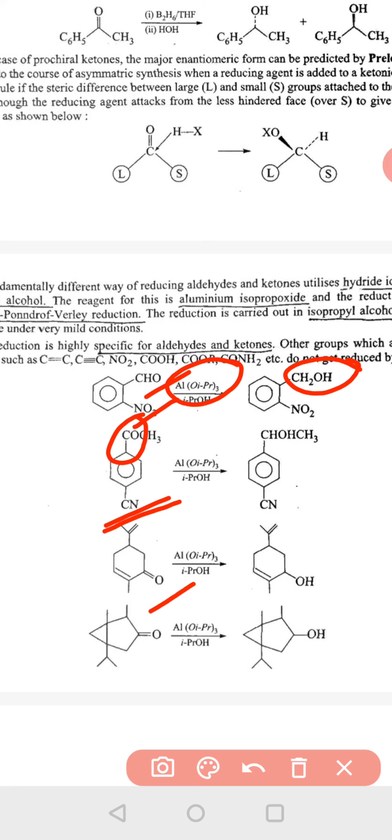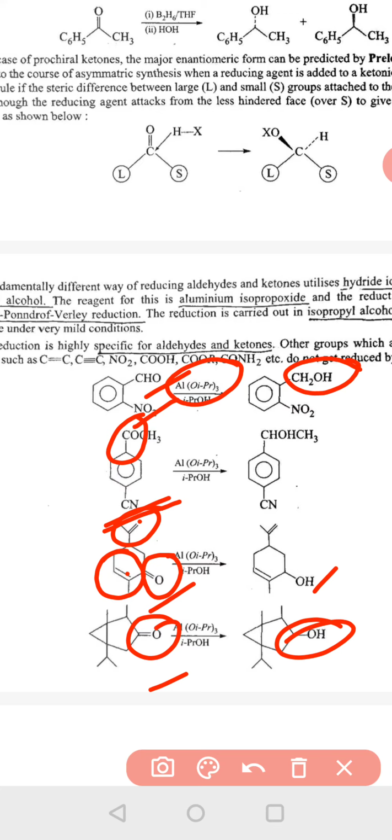In this compound also, alkene double bonds are present, but these are not reduced, and only the ketonic group is reduced to secondary alcohol. Here also this group is reduced to secondary alcohol. So this type of reduction, where hydride ion transfer occurs from secondary alcohol, is very specific for aldehydes and ketones, and this occurs in very mild conditions.